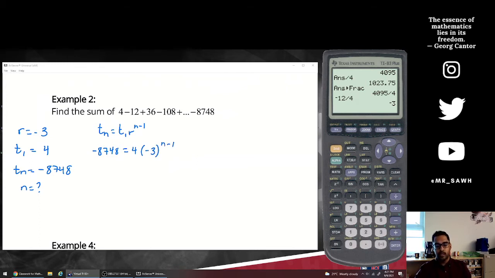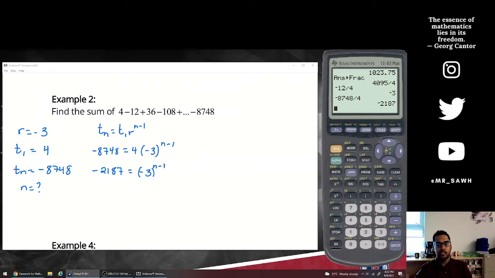So let's get rid of the 4 here first. So we'll do negative 8748, divide it by 4. So you end up with negative 2,187 equal to negative 3 to the exponent of n minus 1. But now, a little bit of guess and check comes into play.